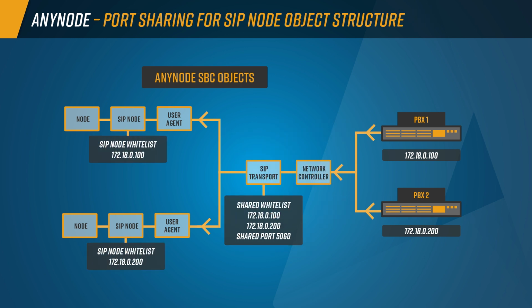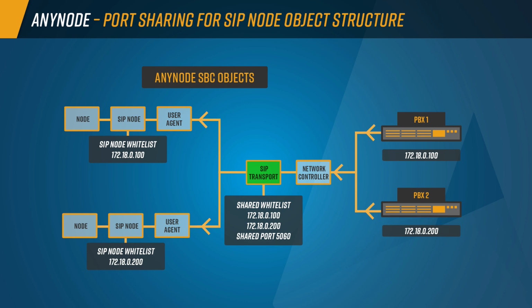With the retroactive setup of port sharing, both nodes will use the same SIP transport and, therefore, the same port when a call from either PBX enters any node. For security reasons, a shared whitelist should be configured in the SIP transport, containing the IP addresses of both PBXs. However, this is not strictly necessary for port sharing to function.